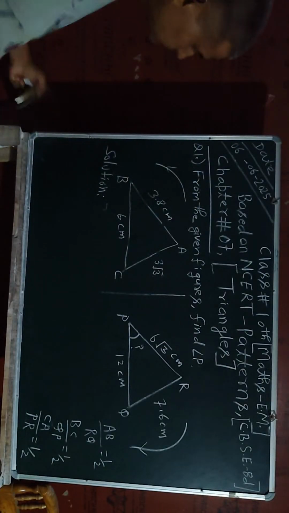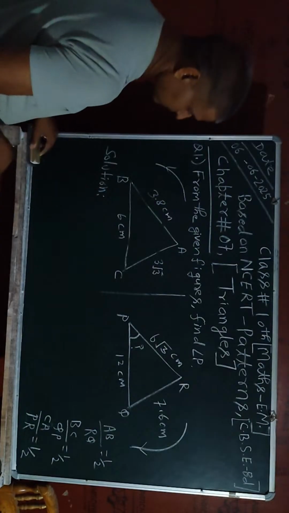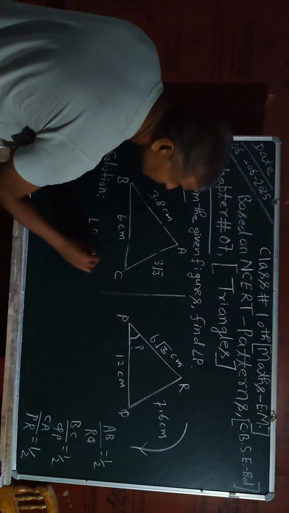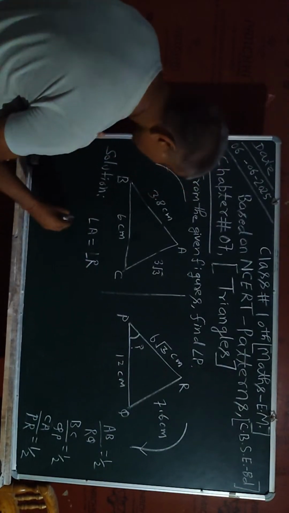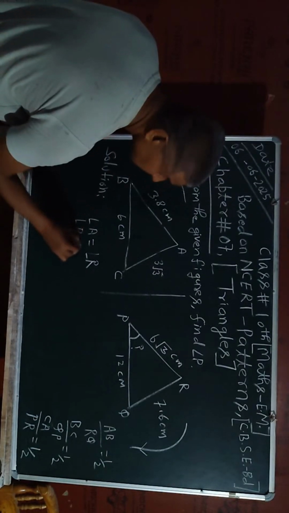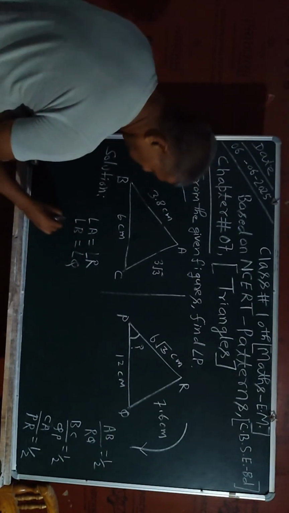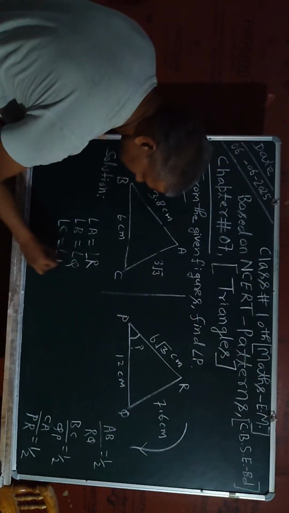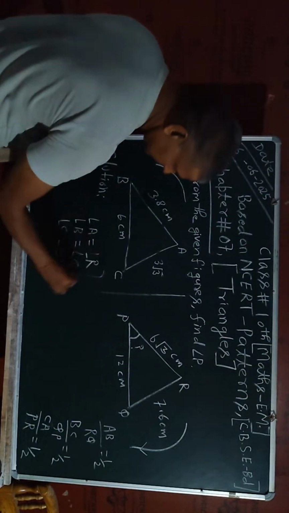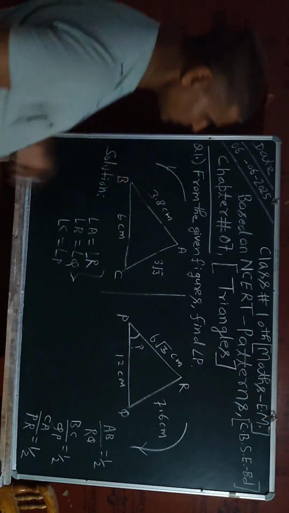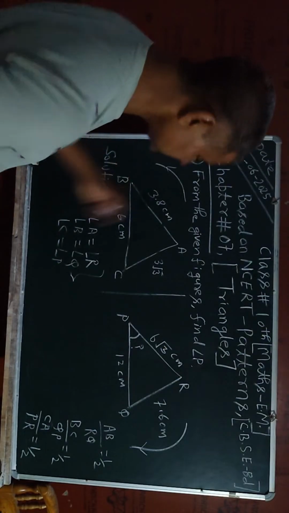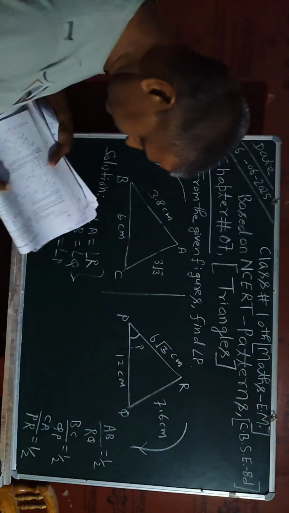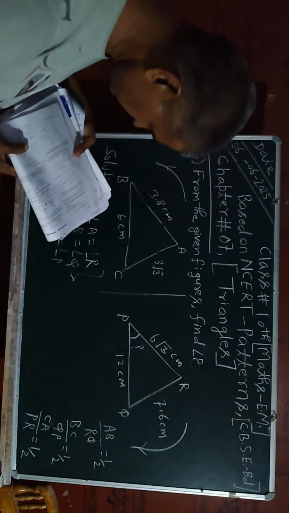Now here I am going to remove this one, and then I will say in the triangle, angle A is equal to angle R, angle B is equal to angle Q, and angle C is equal to angle P. So the value of this angle is also given. The value of this angle is also given in the question, and that information I have to write here for getting its value.